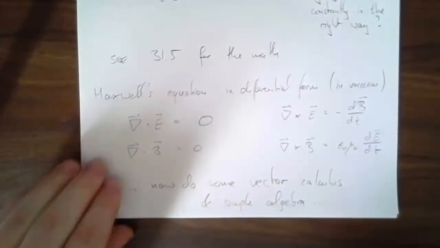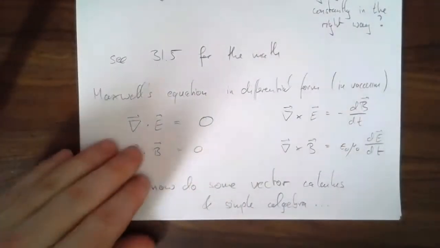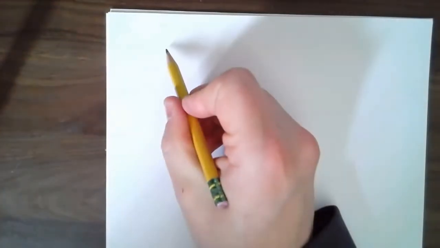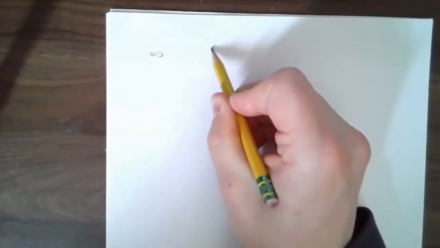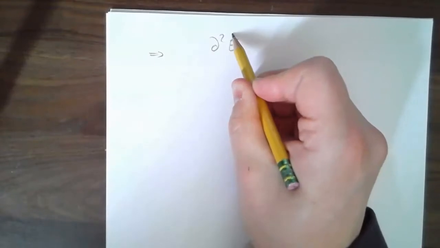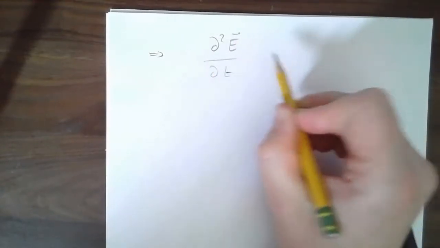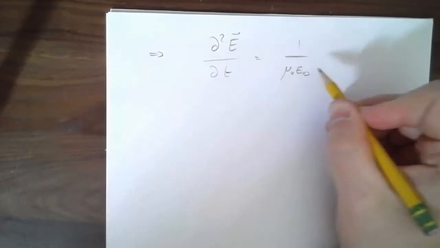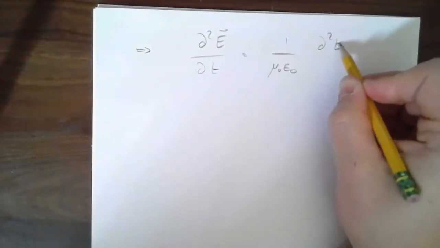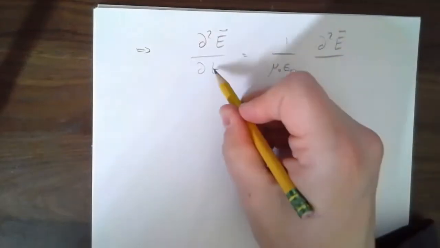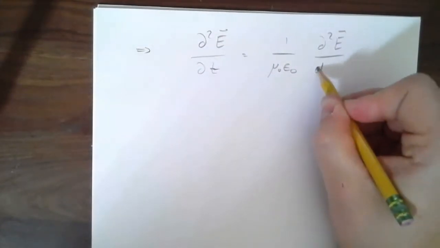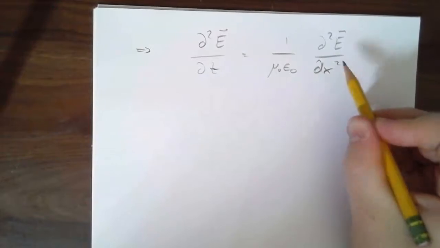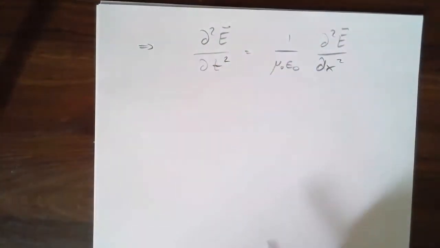And what do you end up with? Let me see if I can focus this a bit more. What do you end up with if you do that? You end up with an equation that looks like this. The second derivative of the electric field with respect to time is equal to 1 over mu naught epsilon naught times the second derivative of the electric field with respect to position, let's say x. That's the second derivative, right?